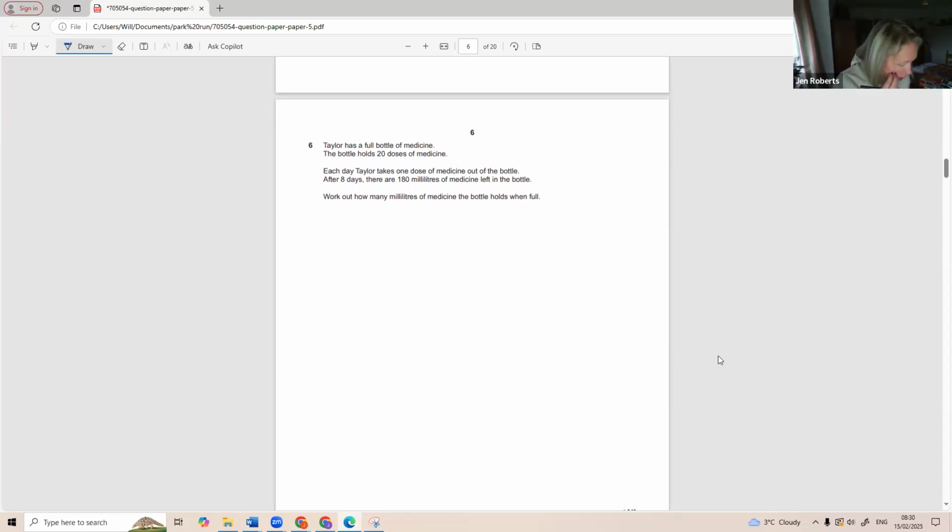Okay, so question 6. Taylor has a full bottle of medicine. The bottle holds 20 doses of medicine. Each day, Taylor takes 1 dose of medicine out of the bottle. After 8 days, there are 180 millilitres of medicine left in the bottle. Okay, right. So after 8 days, there's 12 doses left, right? Because he's had 8 doses. Take that off 20. And that represents 180 mil.